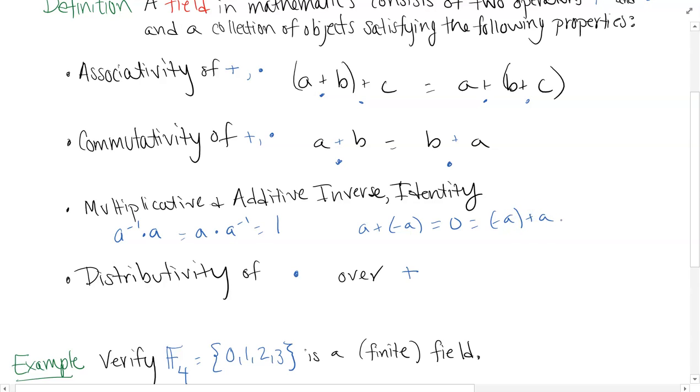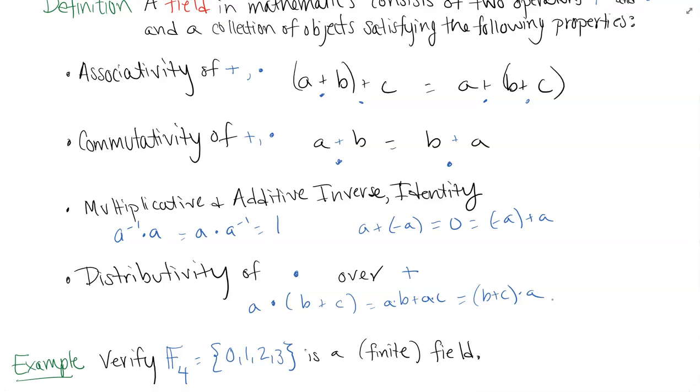And then lastly, distributivity of multiplication over addition. This is the idea that if you have A, B, and C, where B and C are added together and multiplied by A, you can write this as AB plus AC, and it's the same thing. That would be called left distributivity. You could have right distributivity as well. Same thing, and with commutativity, it doesn't matter. So a field has to have those four things.